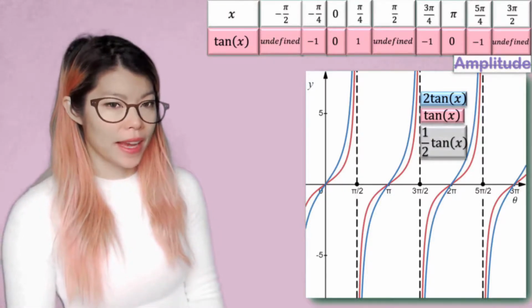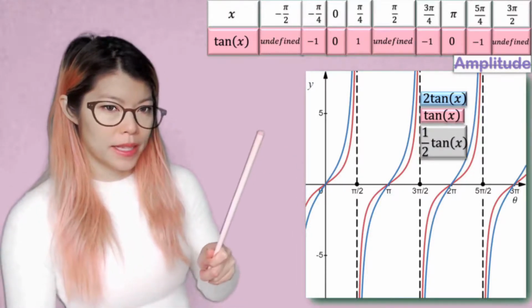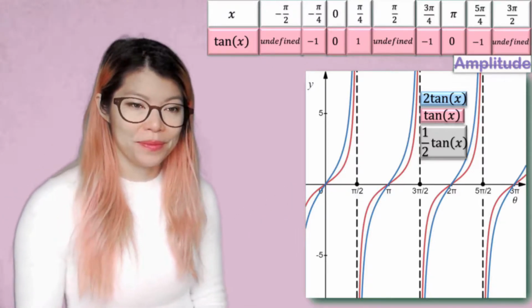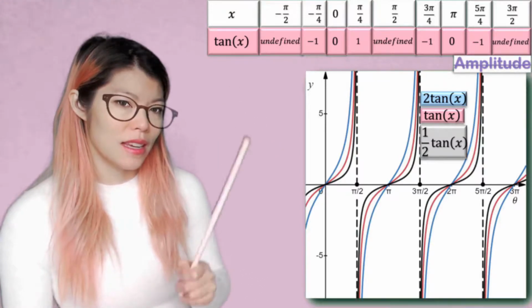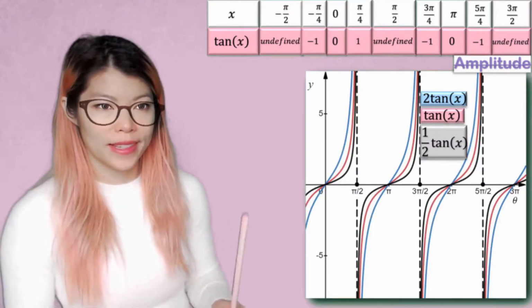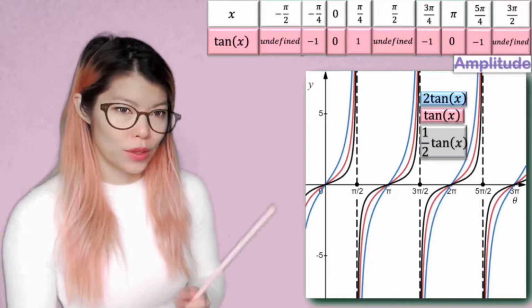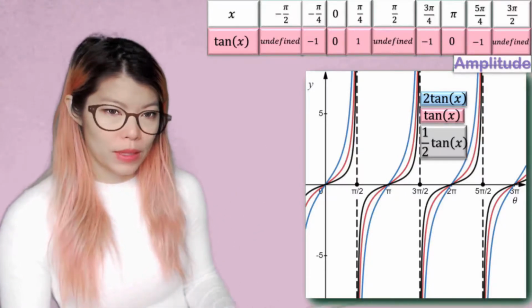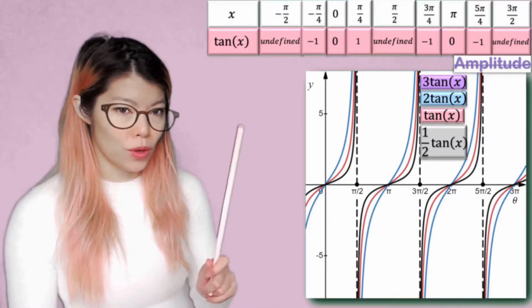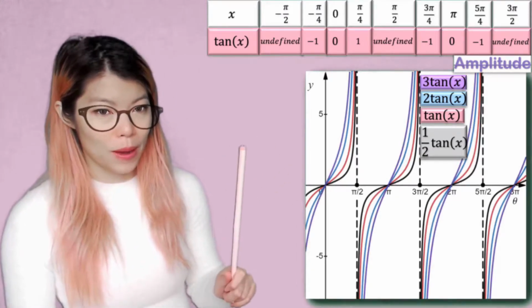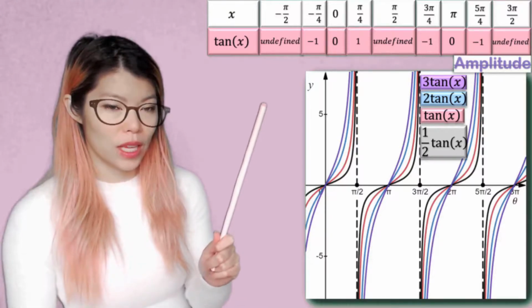What about half tan x? Will it be steeper or less steep? It would be less steep, so it will look like that. So it's hard to see the difference when you're sketching just a single graph because the amplitude doesn't change like sine and cos, but the steepness changes. What about 3 tan x? Will it be more or less steep? It will be steeper, so it looks even more vertical.